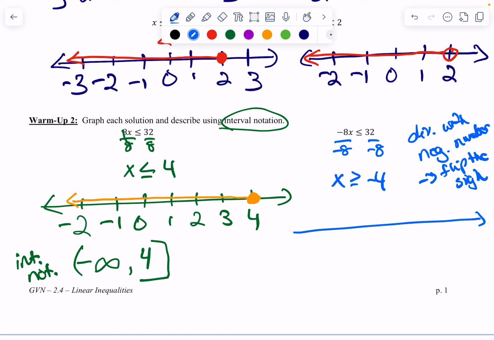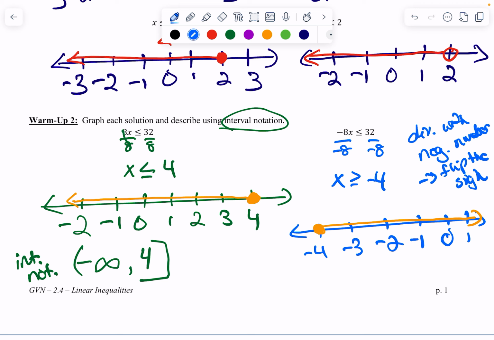Okay, so let's look at this. We need to start from negative 4, negative 3, negative 2, negative 1, 0, and 1. X is greater than or equal to, so again, it is a dot, and greater than, we're going to the right over here.